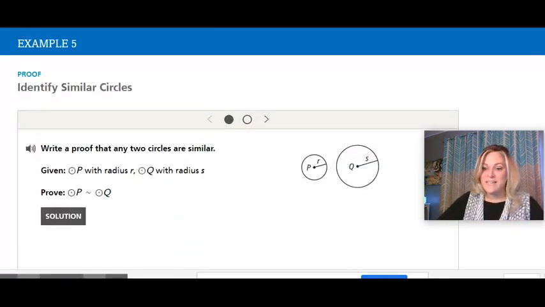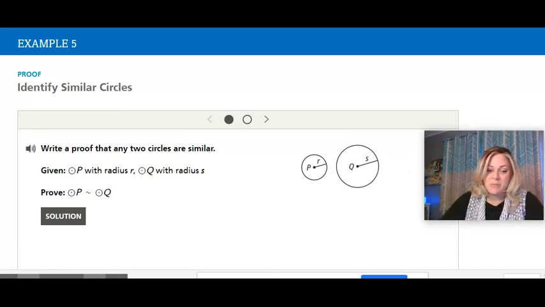Identifying similar circles. Now this is what's crazy. Circles have a special property. They really only have one dimension. It's the radius. Think of a rectangle or a triangle or any other polygon, there are at least 2 dimensions. If it's a 3-dimensional thing, then they would have 3 dimensions. But think of all the 2-dimensional things. You have a base and a height, a length and a width. You have two things to deal with. Circles, one thing. That's a radius. So you need to write a proof that any two circles are similar.